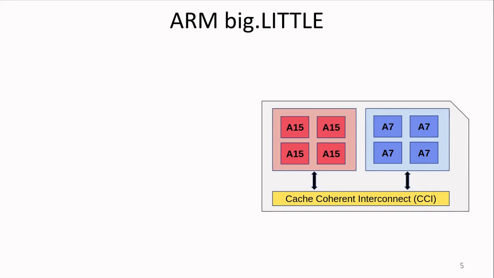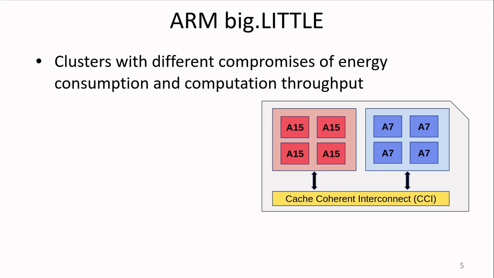A common design for this kind of architecture is to have different clusters. These clusters have different tradeoffs of energy consumption and computation throughput. In blue, for example, we have the clusters usually known as little cores. They are designed to be more energy efficient, and in red we have the big cores. They are designed to deliver a higher computation throughput, however they are more power hungry.